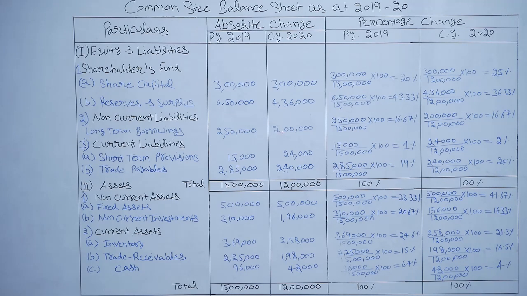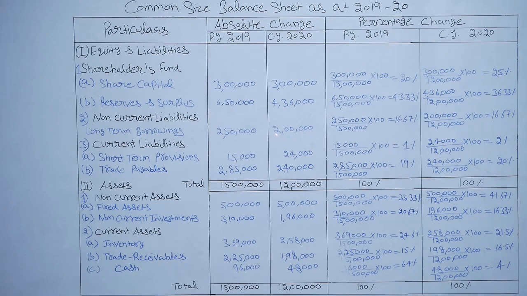Current year long-term borrowing is 2 lakh. Now we are calculating percentage change for previous year. So previous year long-term borrowing is 2,50,000. Divide total item, 15 lakh, into 100, is equal to 16.67%.